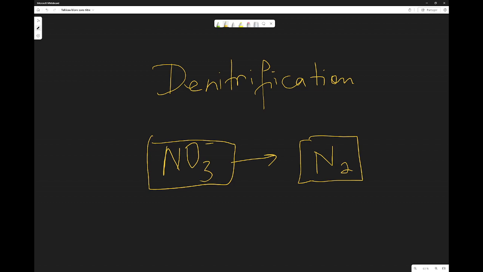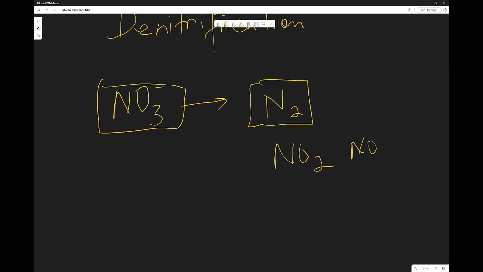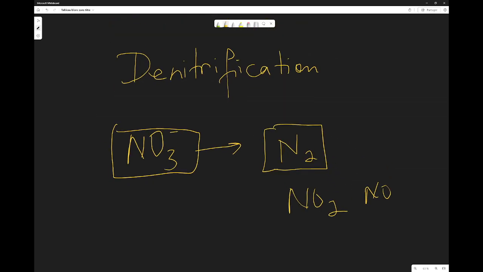But other types of oxides, like nitrous oxides, in their different states, can be created. So primarily nitrogen gas, but other types of oxides can be created as well. Now, this is usually the reduction of nitrates. Remember, nitrification would be oxidation of ammonia into nitrates and nitrites, and denitrification is the opposite, so the reduction of them.